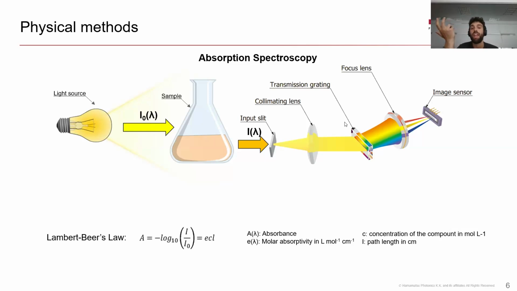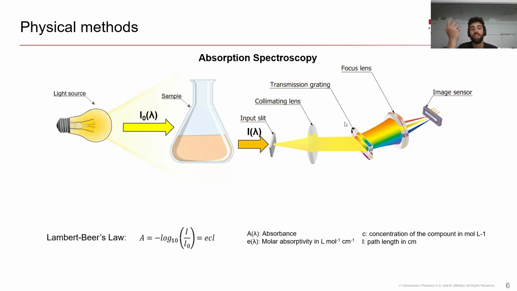So inside a spectrometer, there are some optical components that will split the broadband light into each wavelength component, which is then focused onto a linear image sensor, and that gives us the possibility to understand what the intensity is at each light frequency. And this whole process is described by Lambert-Beer's law, which quantifies one parameter, which is the absorbance of the sample.